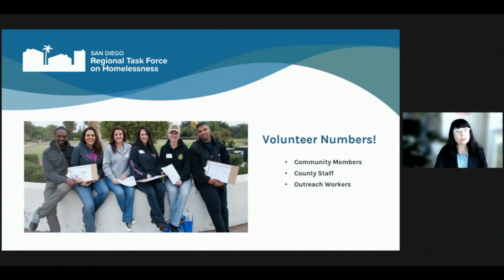On top of those 1,000 community members, we also have county staff. The county works with us by paying their staff members to volunteer for the point in time count. It is part of their workday. So their workday just starts at 4 a.m. when the count begins and then just ends early that day. And then in addition to that, we have about 200 outreach workers this year signed up to help us with the count. They will be covering areas where they normally cover daily, so that the people that they're engaging during the count are familiar with their faces, and they will be leading our volunteers in teams all across the region.